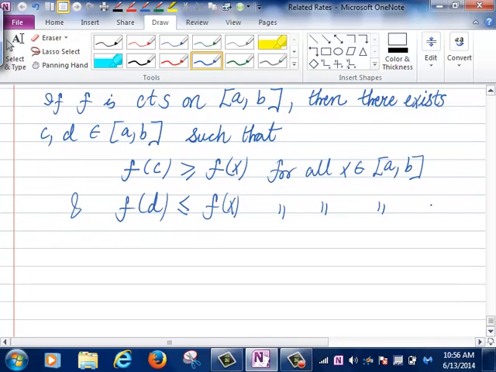Now my question to you: suppose that I have a function which is continuous on a closed bounded interval, and I ask you to find the absolute maximum and absolute minimum values of f, how would you go about it? Let's say the interval is between 1 and 2, and given that you don't know the graph. I mean, if you have the graph in front of you, you can just say, hey, this is the one. How would you go about it?